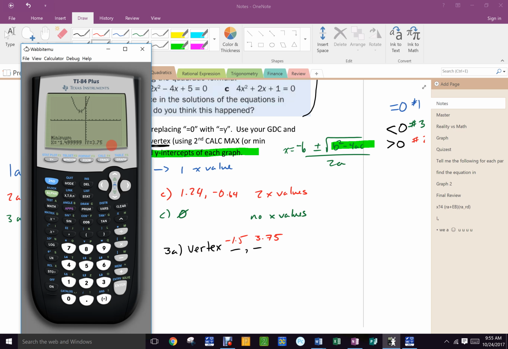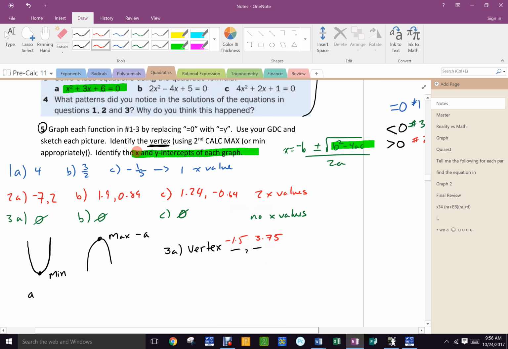My calculator gives me the values. Is everybody good? Can everybody do it? Yes? Okay, so here's what we're going to do now. We are going to do the X and Y intercepts for each graph. Okay? And we're going to choose one of these graphs up here. We're going to choose one from each section.